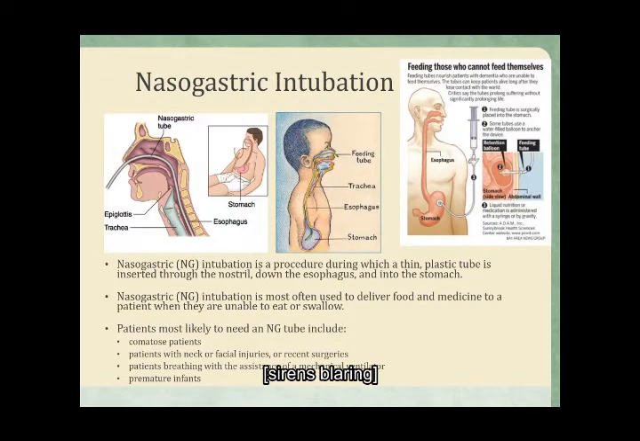So what if you cannot swallow at all? If you cannot swallow at all, maybe it's time for you to get nasogastric intubation. This tube goes from your nasal area into your stomach, gastric. Usually people who cannot swallow are comatose patients, people with neck or facial injuries, people who are unable to breathe with their lungs, and also premature infants. They are babies who are born too early, so they have problems eating or feeding themselves.